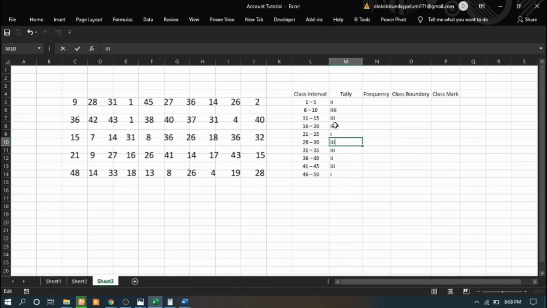We have 13 here. Then 27 next. 27 is in this class here. We have 40 here. Then we have 36 in the same class. So we have 41 here. Then we have 8.